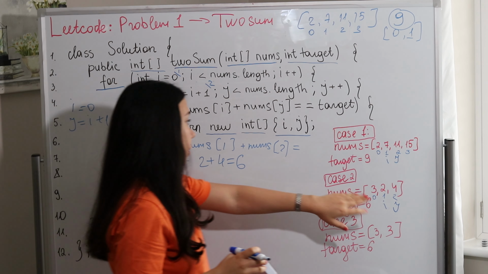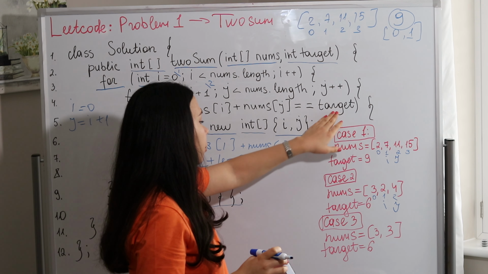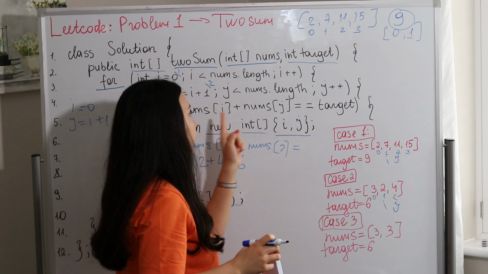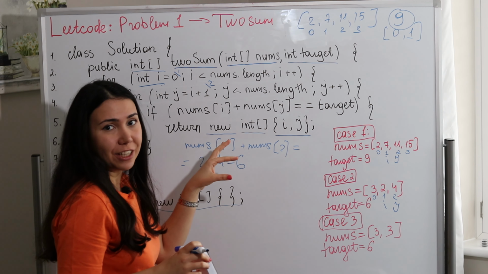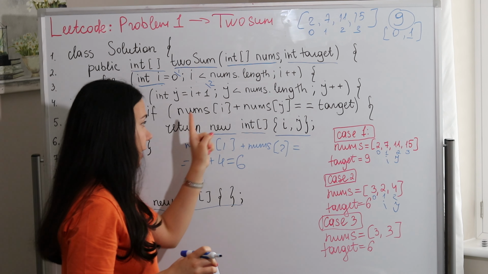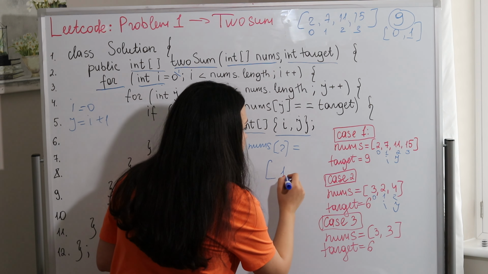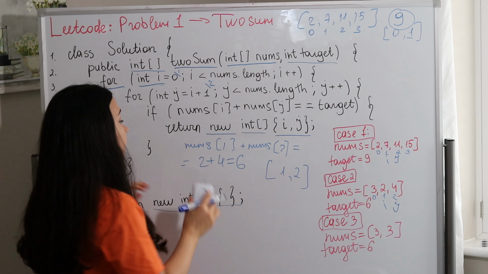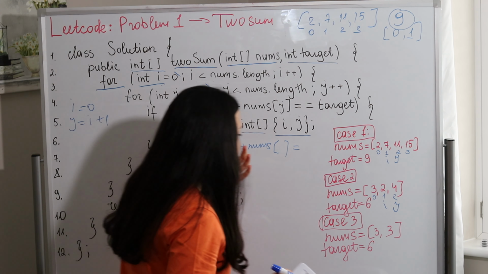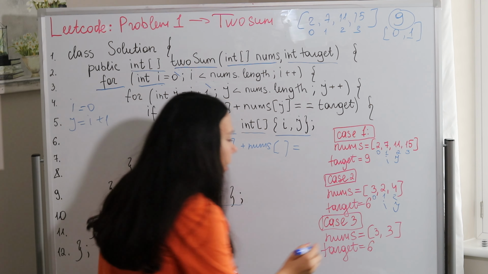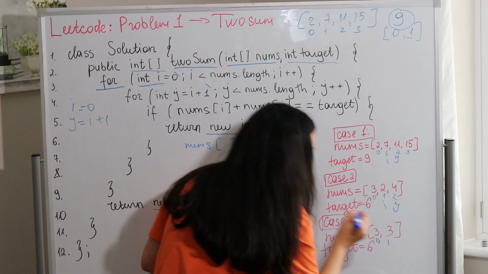Is it equal to target? It is. Then what do we return? We return indices of i and j within the iteration where target equals the sum of its elements. And here we return 1 and we return 2. Let's now look at case 3. In case 3, we are given just 2 elements within the array, which is 0 and which is 1.